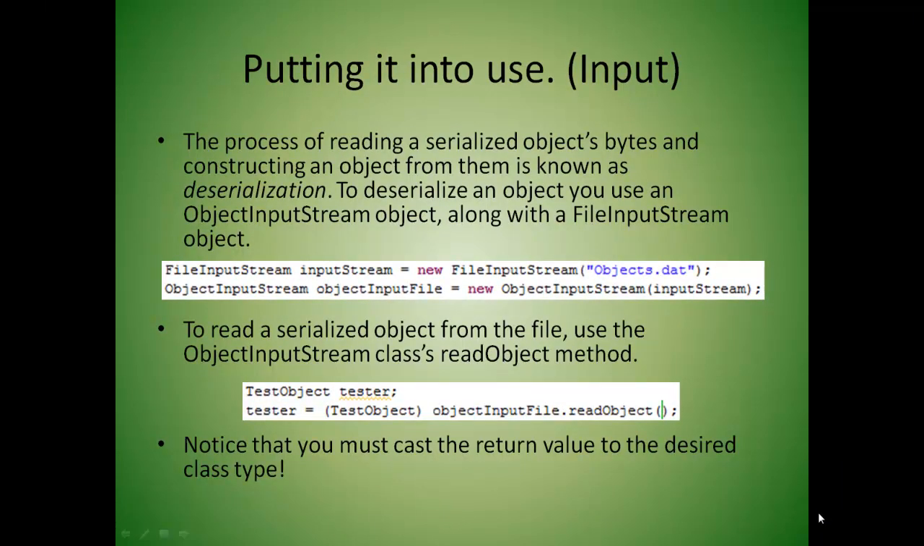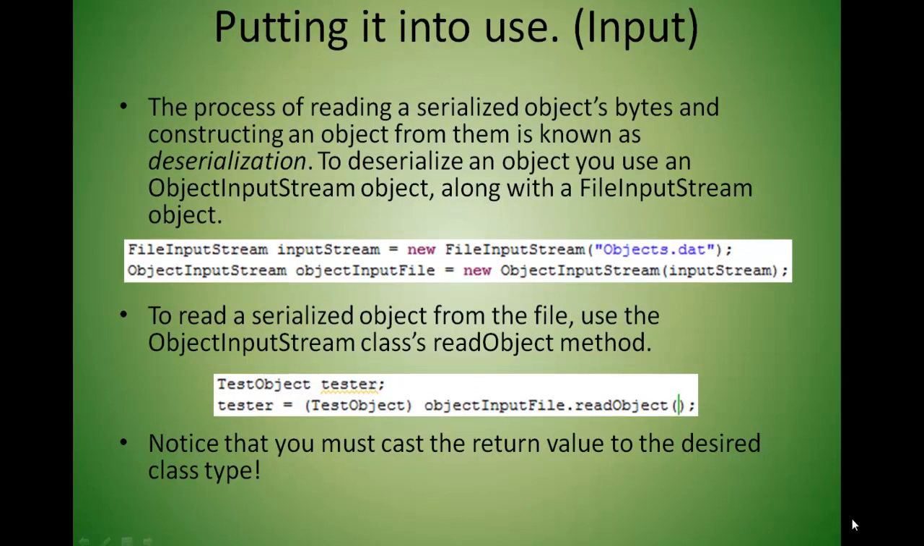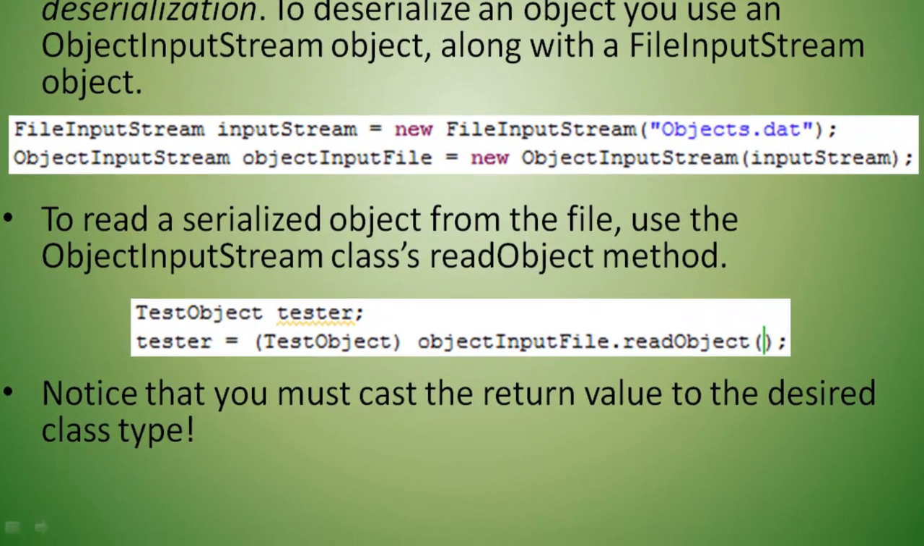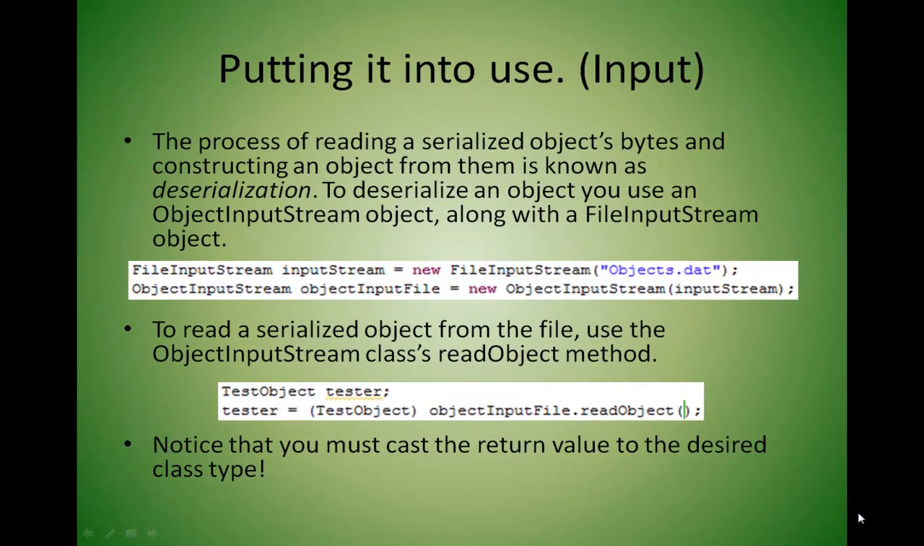The process of reading a serialized object's bytes and constructing an object from them is known as deserialization. To deserialize an object, you use an ObjectInputStream object along with a FileInputStream object. To then read a serialized object from this file, you must use the ObjectInputStream's readObject method. Notice that you must cast the return value to the desired class type.